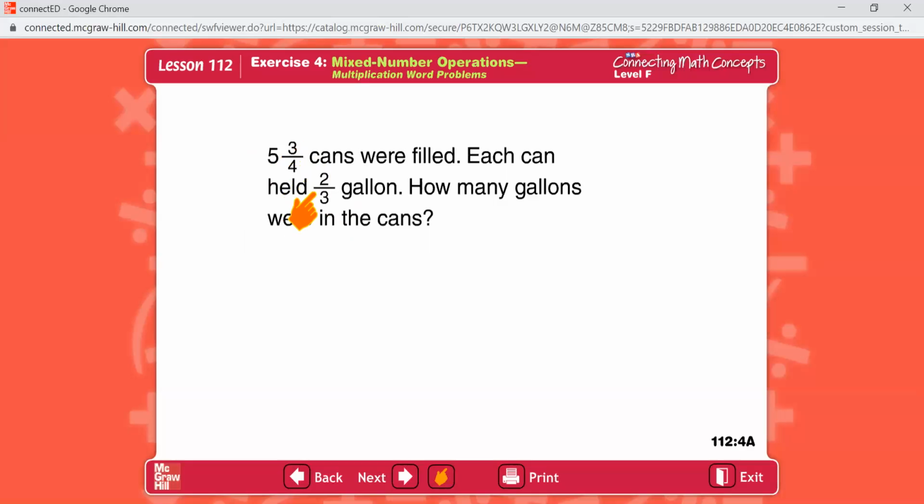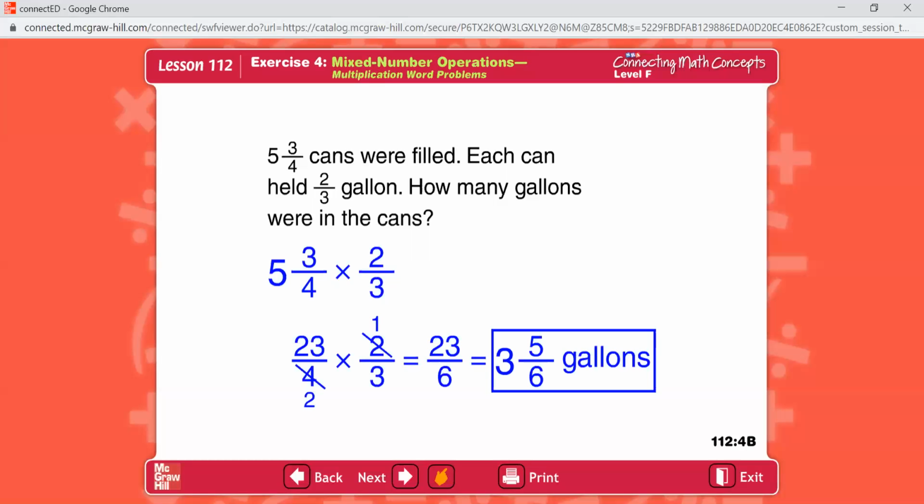In part B, write the multiplication problem, change the mixed number into a fraction, and work the problem. Write the answer as a mixed number and a unit name. Pause the video now to work the problem. Here's what you should have.